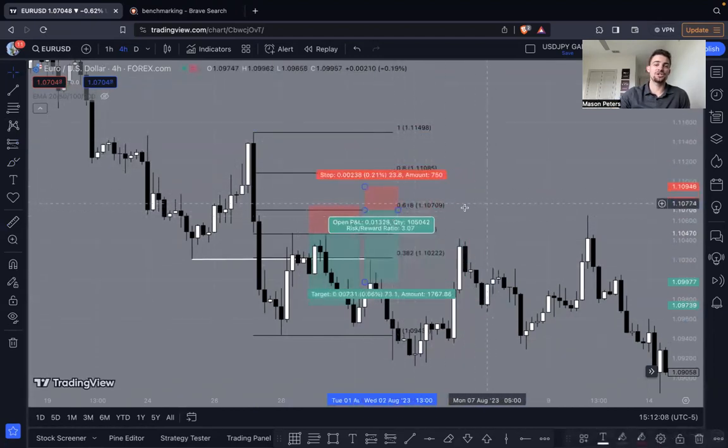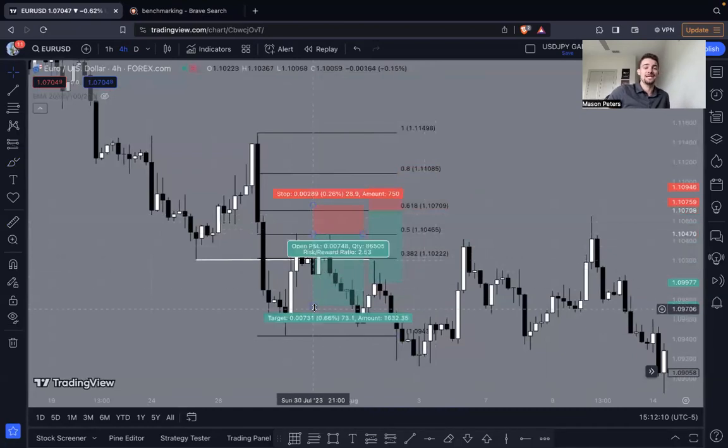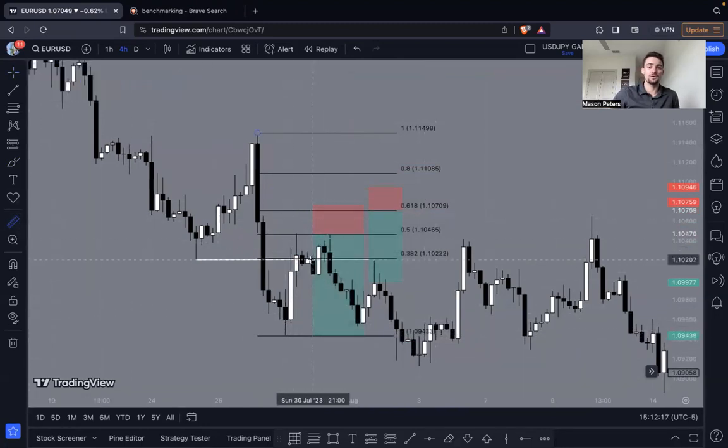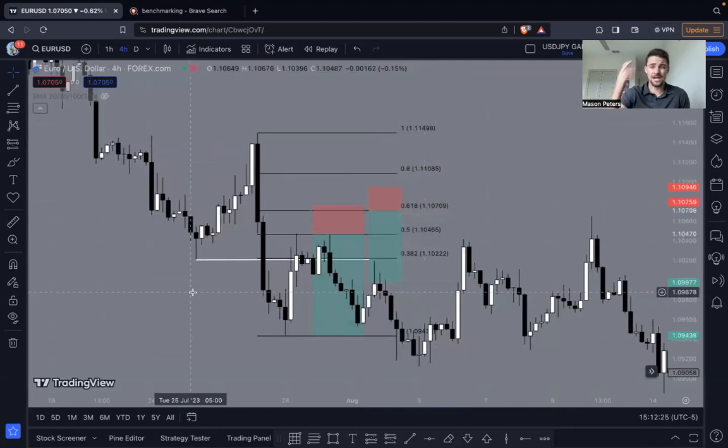The 618 position did not get hit, but the 50% did get hit. Our TP is what? Previous low, right here. So another 103 pip TP low. Price activated on July 23rd, and it took 5 days to go 100 pips. That's not a terrible trade. That takes a lot of patience.